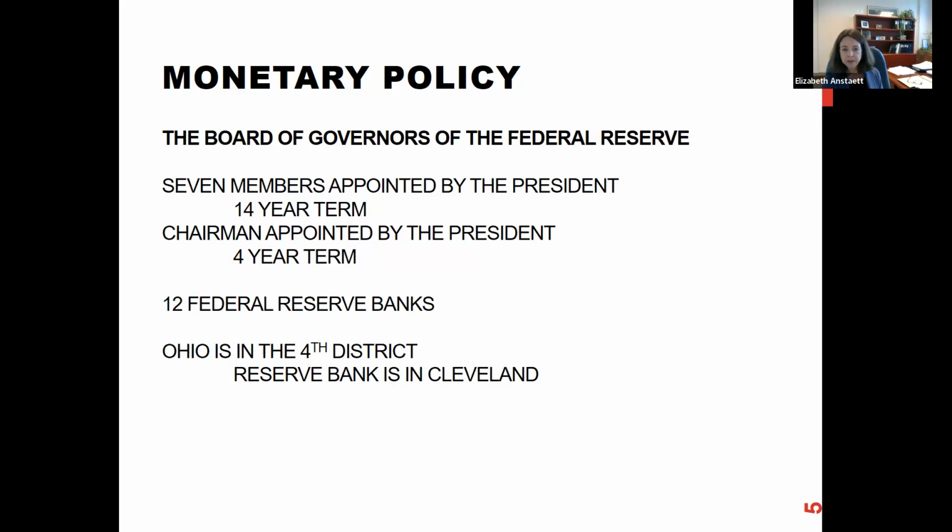And then under the Federal Reserve, there are 12 Federal Reserve banks. Ohio is in the 4th district. The bank is actually in Cleveland. And the Federal Reserve banks are really the banks for the banks. So it's where the banks borrow money from, and they can also deposit their money there as well.